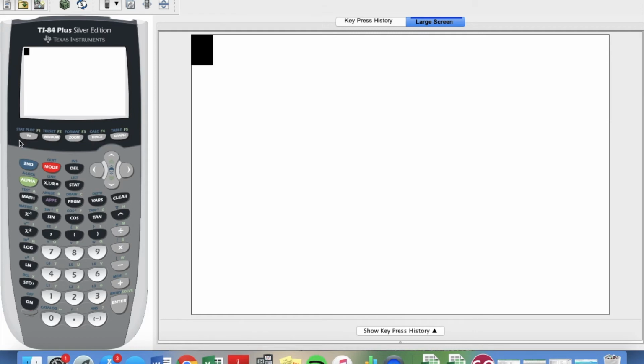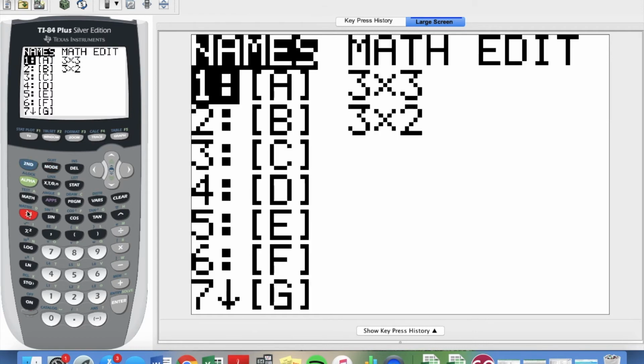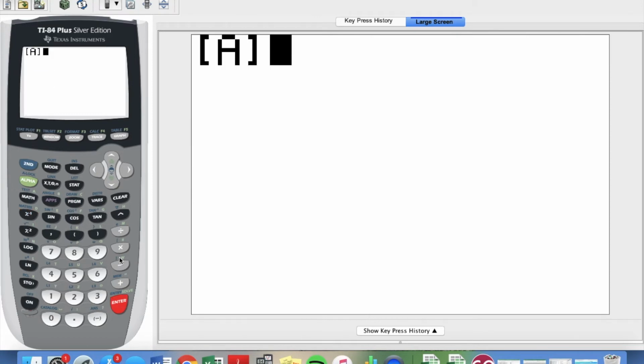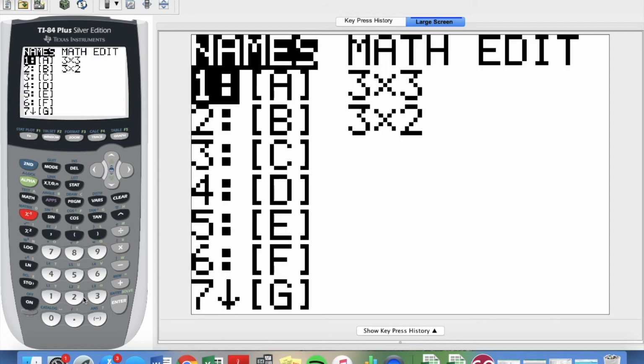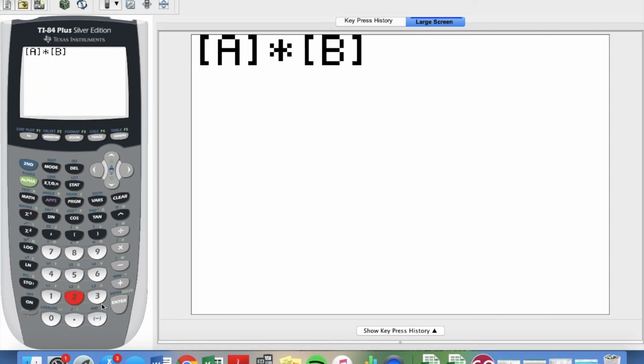So the next thing I'll do is multiply those 2 matrices. So I'm going to hit second matrix. I want to take matrix A, so 1. And then there it is, and I hit times, and then I go second matrix 2. So we get matrix B, and there it says what we want to do, A times B.